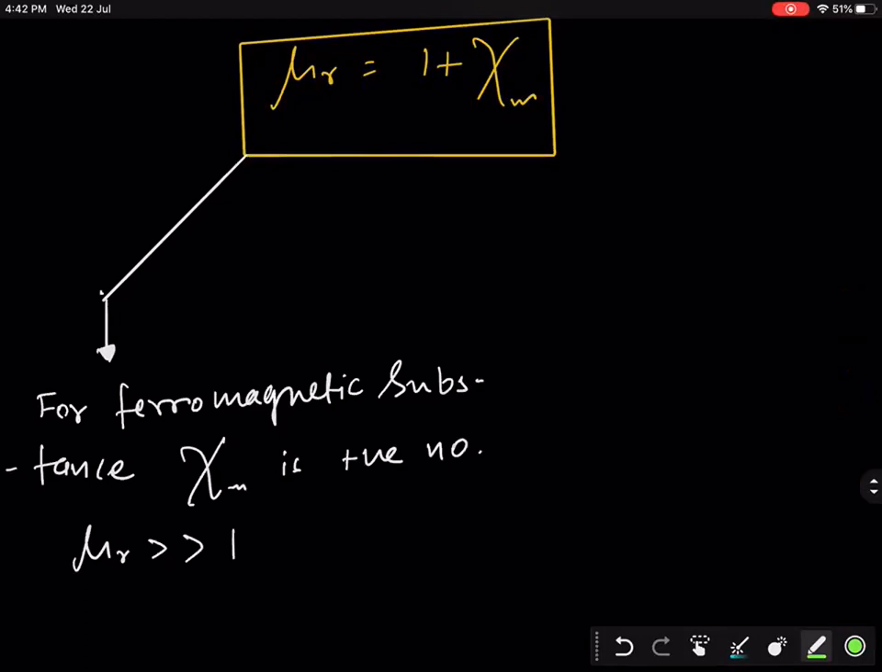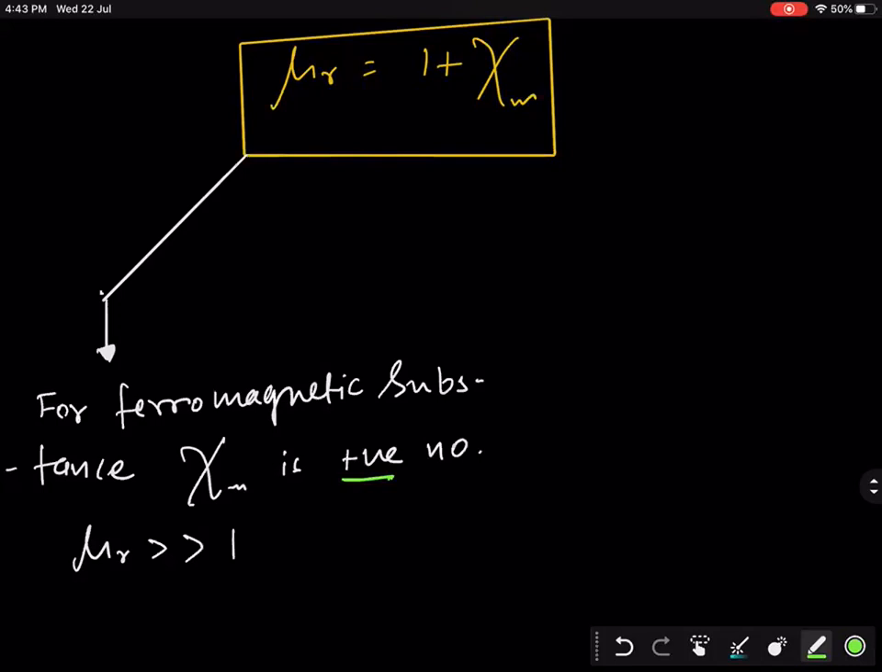And yesterday I explained to you, chi tells us how a material is going to behave with the external magnetic field. Why is chi positive? Because the ferromagnetic substance itself is going to become a magnet. Because the ferromagnetic substance attracts the external magnetic field.